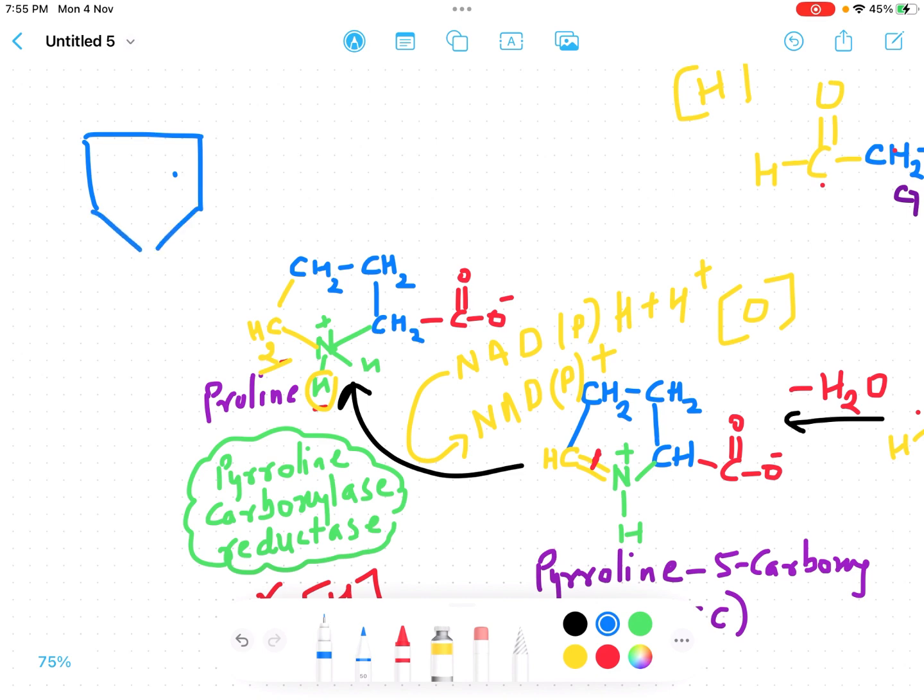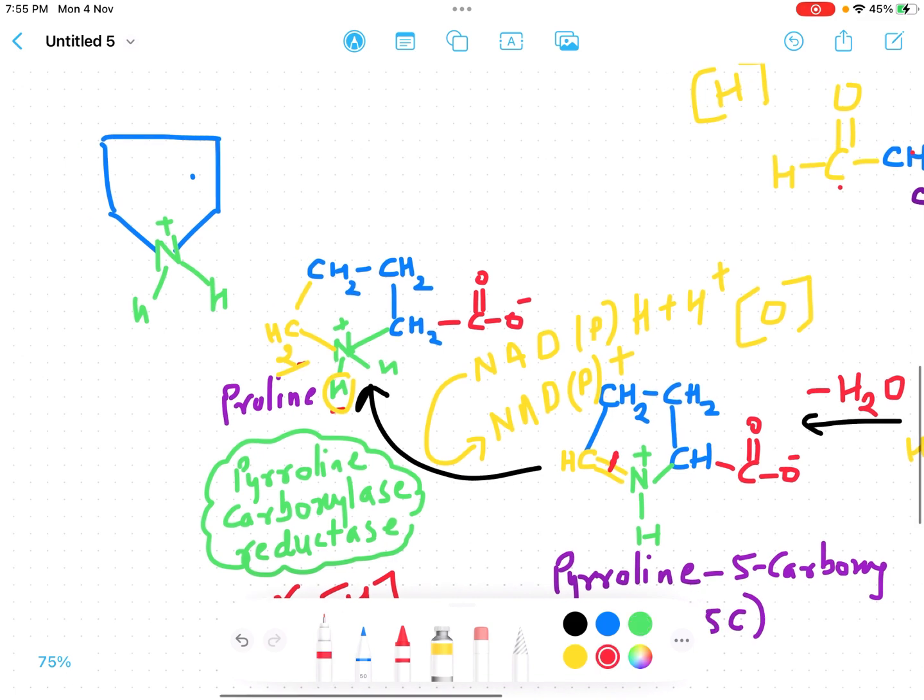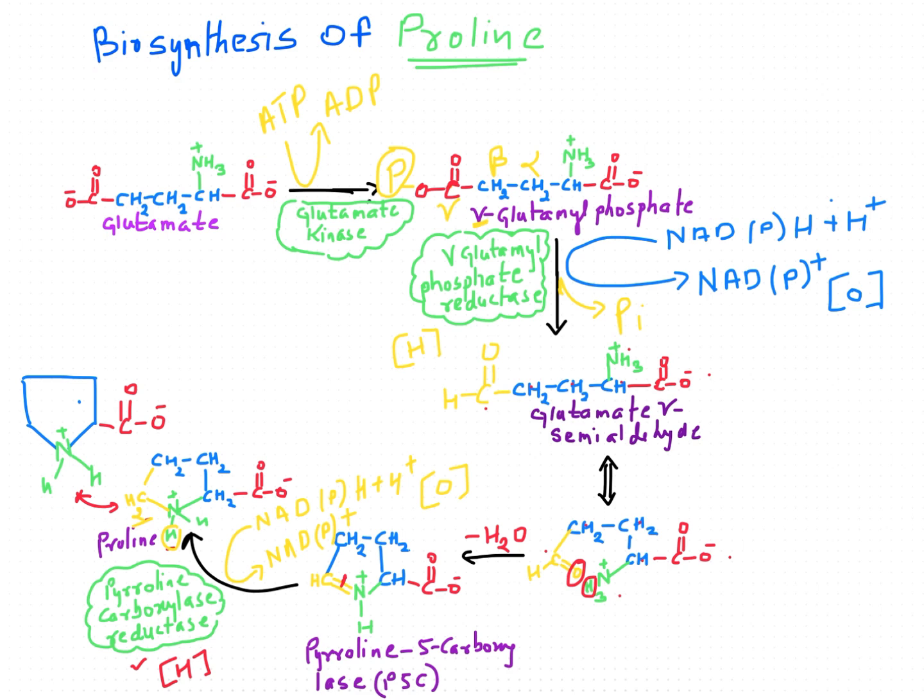Now here I am drawing the dash-line formula for proline as well, so that you know there is no doubt between the structures. And as you can see, the nitrogen here is protonated and has a positive charge, and on the carbon next to the nitrogen, we have a carboxylate group. So proline is now synthesized using different enzymes. If you look at the overall process, it starts from glutamate to gamma-glutamyl phosphate to glutamate gamma-semialdehyde to pyrroline-5-carboxylate and then to proline.